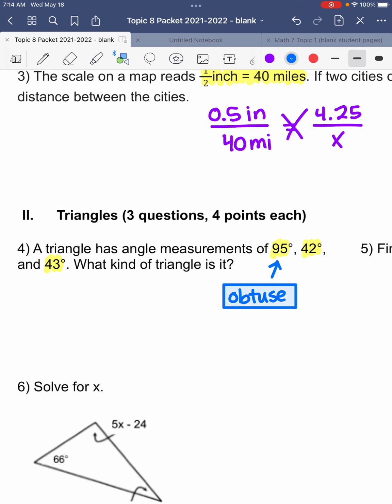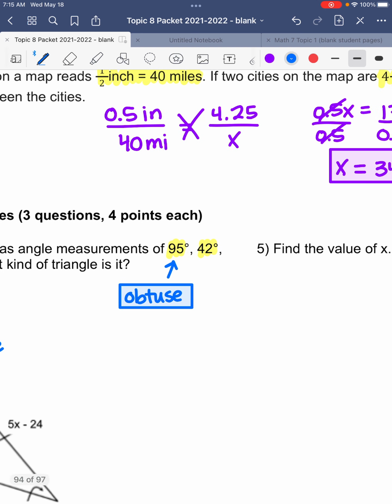So some vocab that you will need to know to be able to answer a question like this. You will need to know what an acute triangle is. That means all 3 angle measurements are less than 90 degrees. You will need to know what a right triangle is. A right triangle has one angle that is exactly 90 degrees, one angle that equals 90 degrees. And lastly, you will need to know what an obtuse triangle is. An obtuse triangle has one angle measurement that is greater than 90 degrees. Okay, so that is some helpful vocab for a question like number 4 on your test tomorrow.